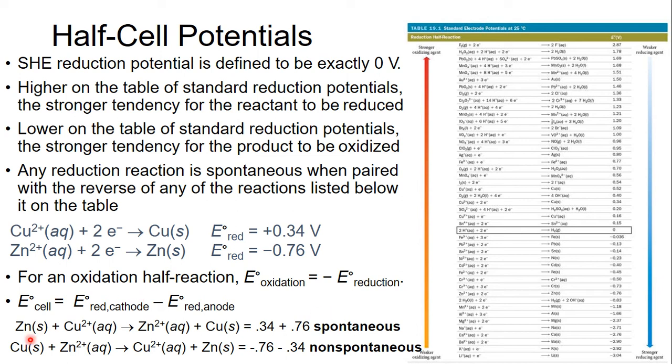However, if we flip the battery around and copper is now oxidized and zinc is now reduced, now when we do our calculation, zinc is going to be our cathode, copper is going to be our anode. We now get a negative number. So if you get a negative voltage, that means your battery as hooked up is not spontaneous.